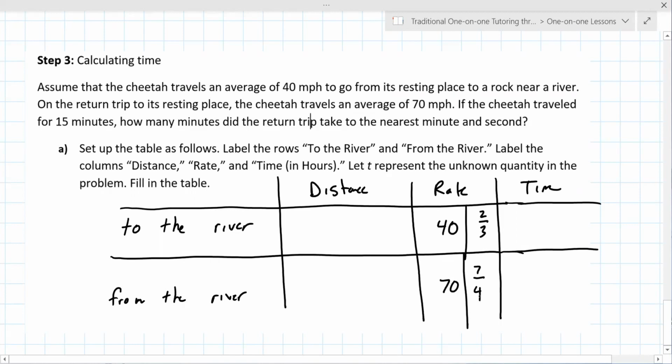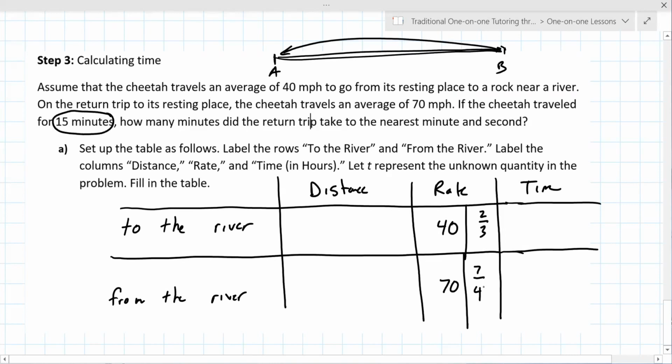Now, what they're telling you is that the total time from A to B and back was 15 minutes. That's not in the right units. It kind of is, for these second ones, which we probably should use. But we don't know how much time it took to get there and how much time it took to get back. Do you agree with that?